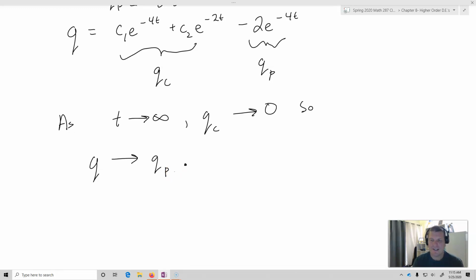Basically, all we're really doing when we're working with circuits is solving a second order differential equation with constant coefficients, so you should be able to do that from earlier parts that we've worked on. We're just adding in some vocabulary in order to think about the physics that's going on. All right, so this completes the lecture.